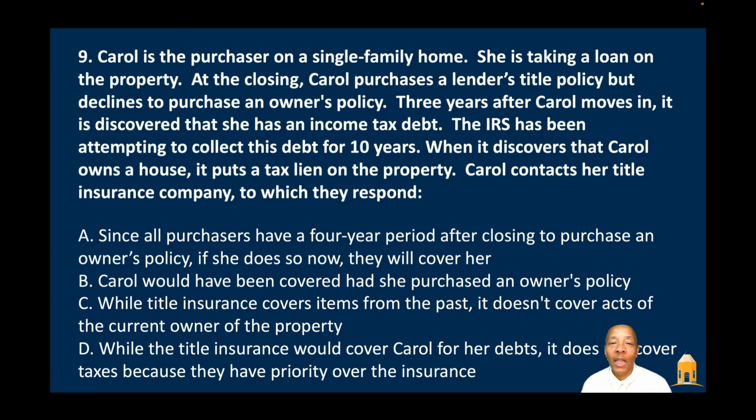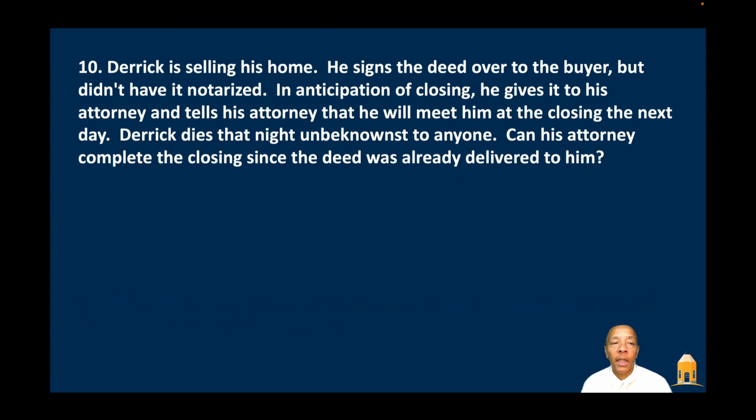You know, it's kind of like if you know the elements, then it's pretty easy to then come up with the answer. Number 10, Derrick is selling his home. He signs the deed over to the buyer, but does not have it notarized. In anticipation of closing, he gives it to his attorney, and he tells his attorney he will meet him at the closing table the next day. Derrick dies unbeknownst to anyone. He dies that night before the closing.